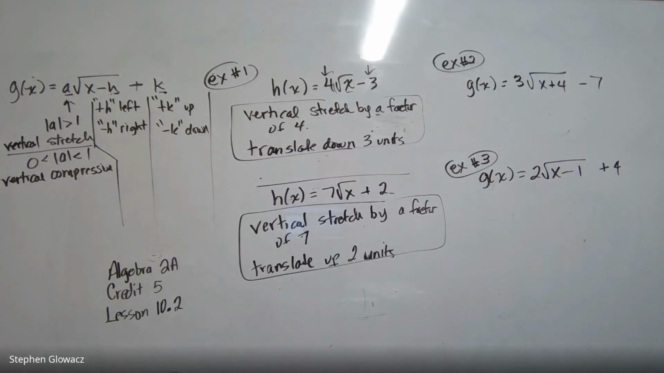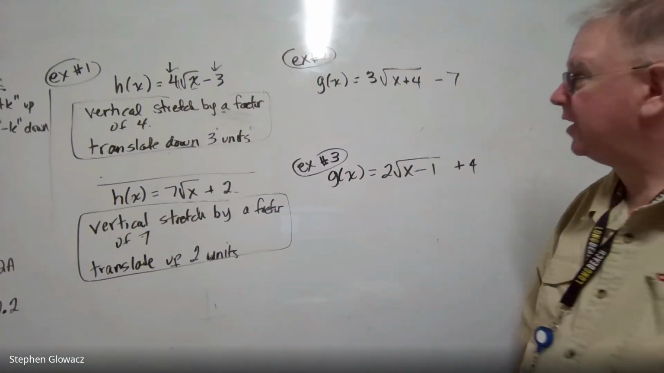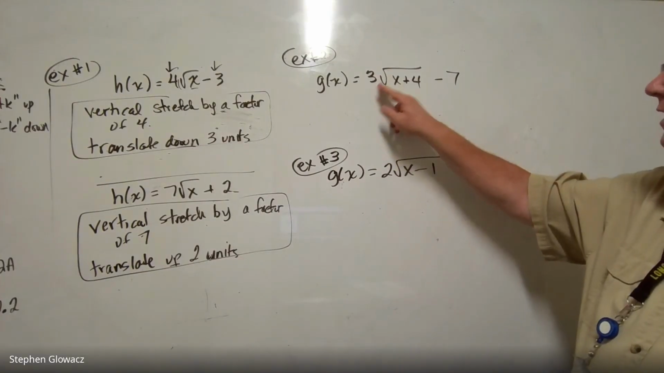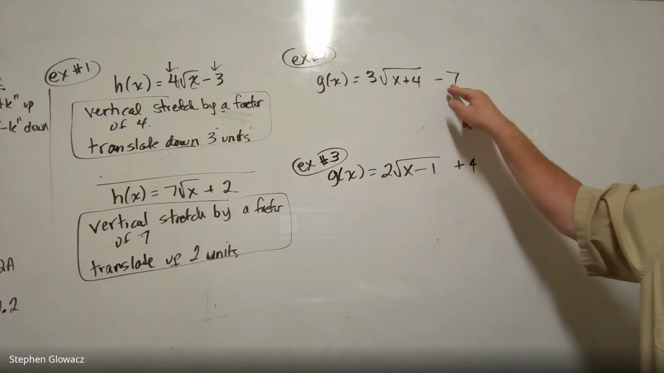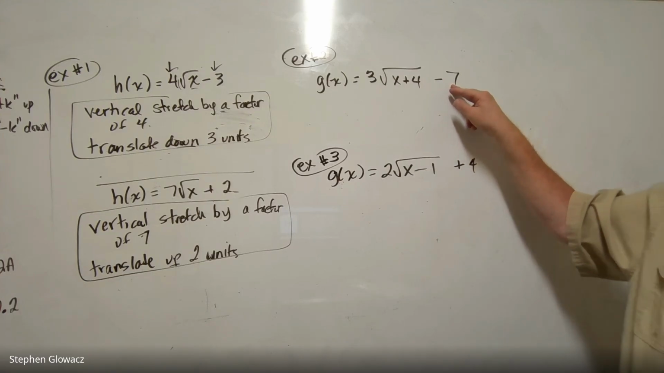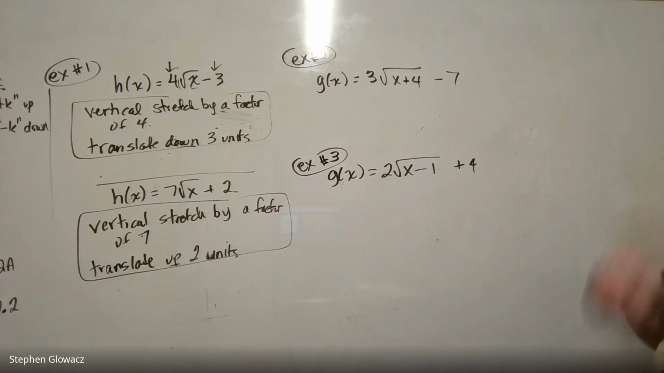All right, let's take a look at examples for 2 and 3 over here. And so for number 2, we've got 1, 2, 3 transformations going on. Numbers 2 and 3, they want us to state the transformation, so it's not multiple choice. And so let's go ahead and do that.